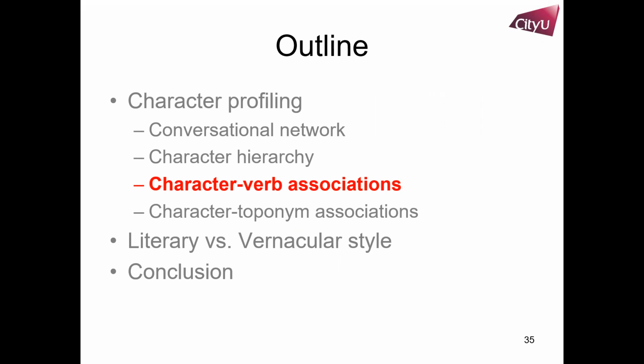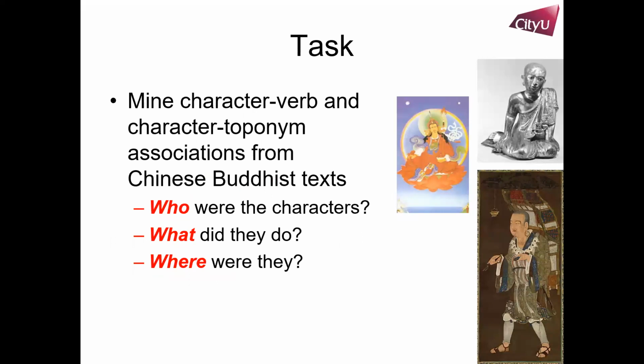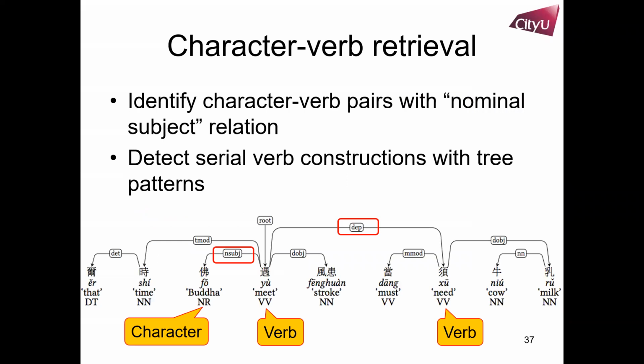Now I'd like to move on to associations between characters with the verbs and with toponyms. This is a task that has been applied on other domains like news, right? In information extraction, for example, discovering who the entities and people are, what they do, and locations and so on. We're hoping to apply the same kind of questions on the Buddhist canon. Again, we use a pretty simple strategy here to hope to achieve relatively high precision. We retrieve character-verb pairs, again, by dependency relation with nominal subject. And like before, we detect serial verb constructions using tree patterns with the DEP relation.